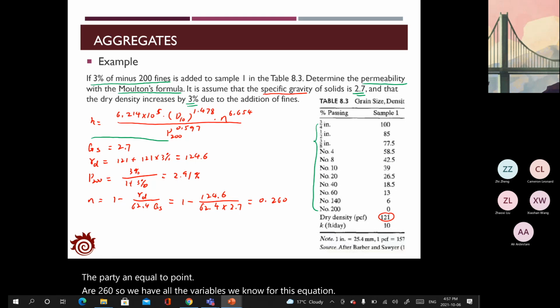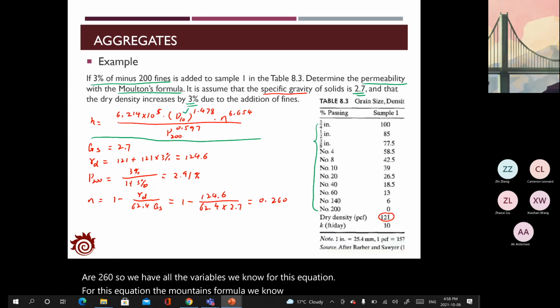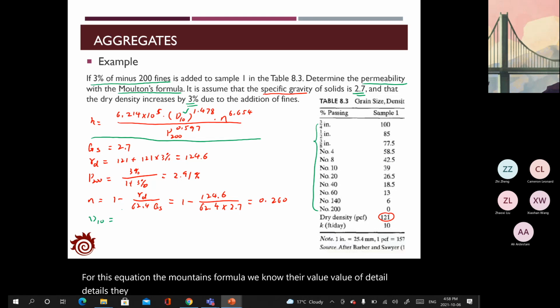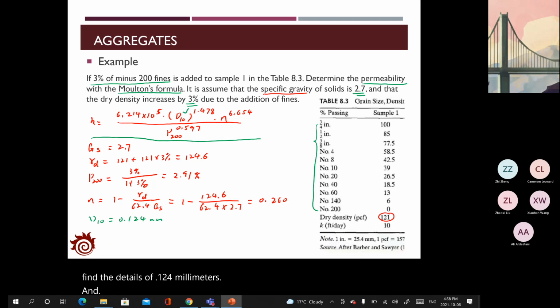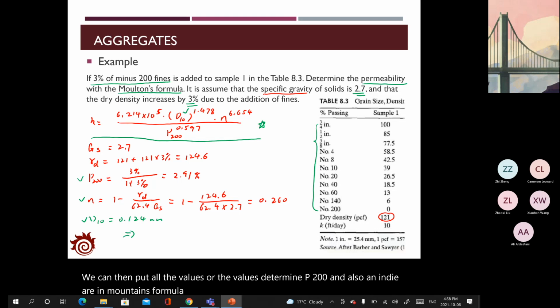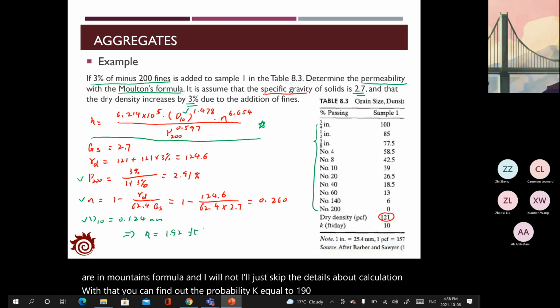For Mountain's formula, we know the value of D10. D10 is the one we calculated previously. In the previous example, we found D10 is 0.124 millimeters, and we can then put all the values, D10, P200, and also n, in Mountain's formula. I'll skip the details of the calculation. With that, you can find the permeability k equal to 1.92 feet per day.